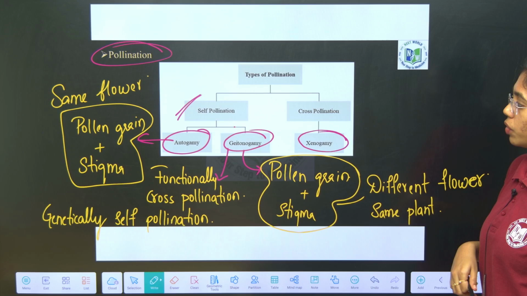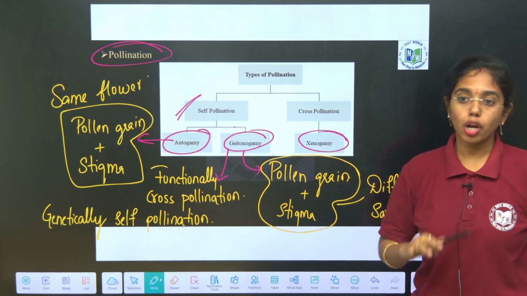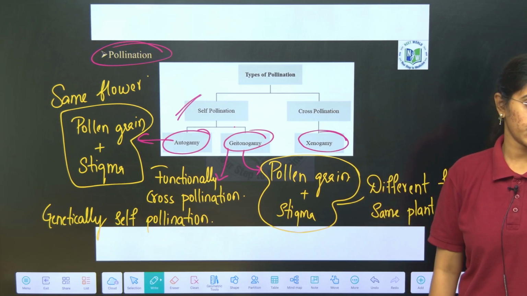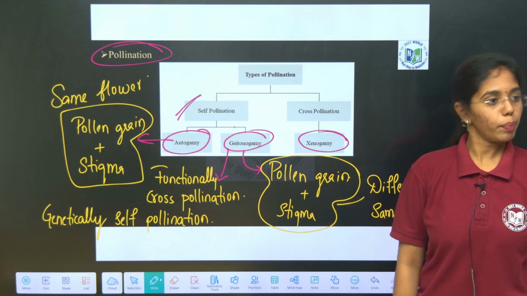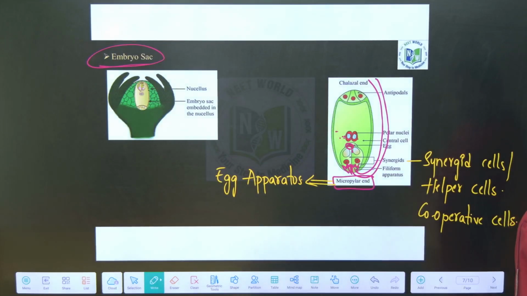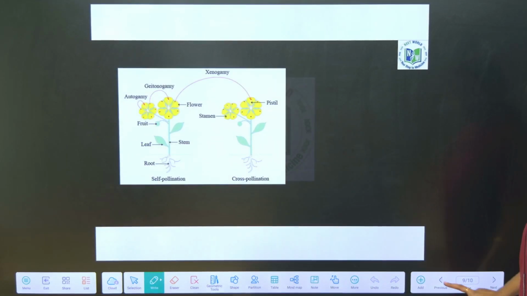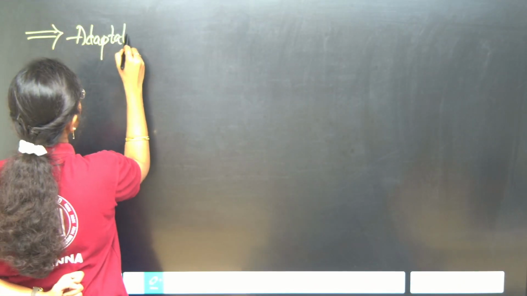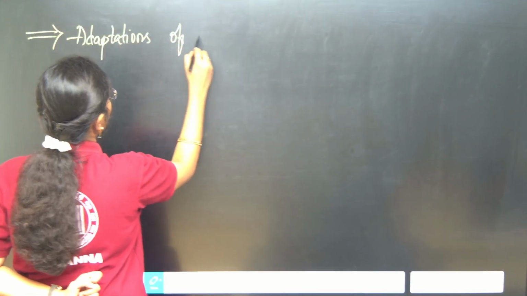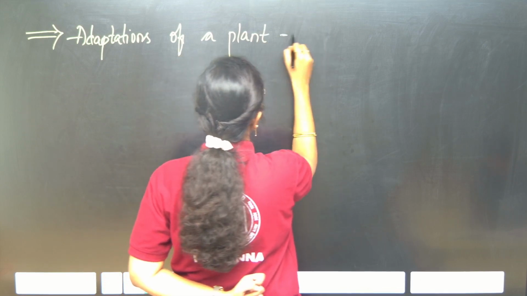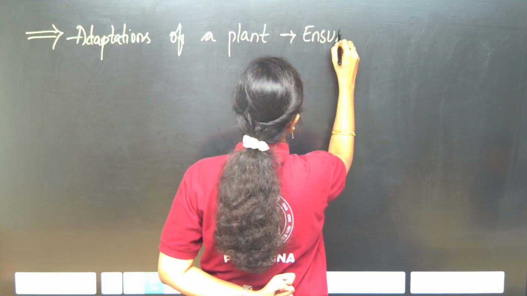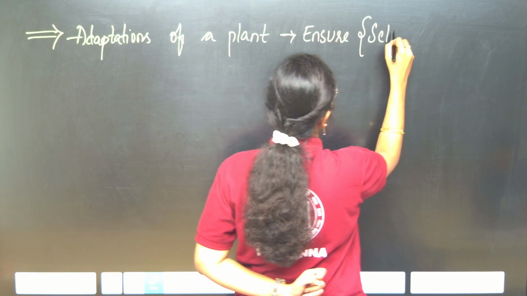Now you see, what is the adaptation of a plant to ensure the self pollination? To ensure self pollination to happen, what are the adaptations of a plant? Take down: adaptations of a plant to ensure self pollination.